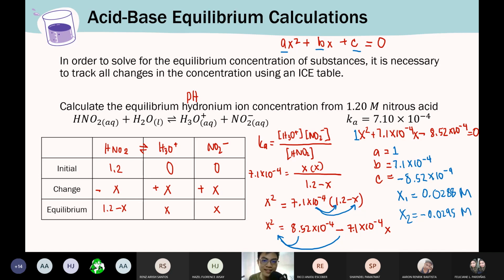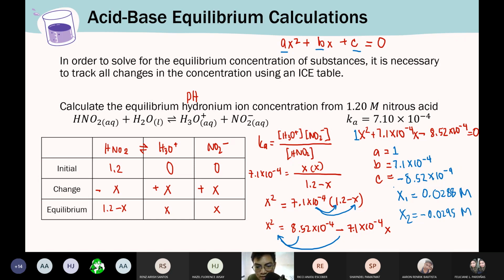Bawal yan. Walang negative na concentration. Okay? Paano naman kapag parehas positive? So, if yan ay parehas na positive, you just choose which is lower than the initial concentration. Okay? So, pili ka lang ano yung mas lower sa initial concentration. Okay? Ayan. Given that, we can solve for the equilibrium concentration.